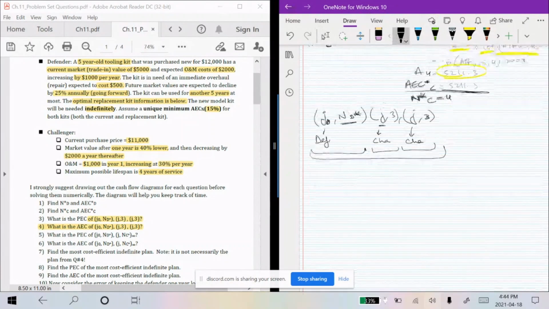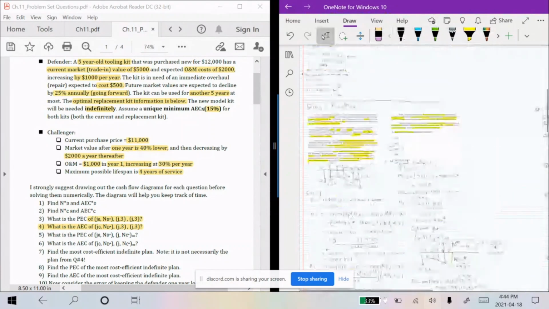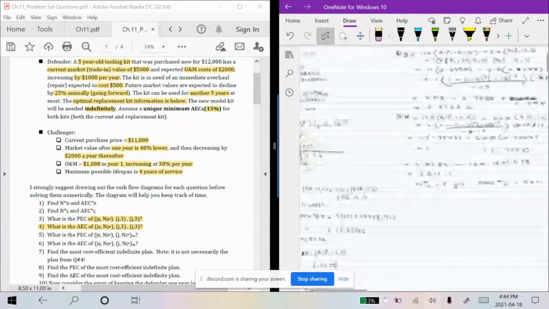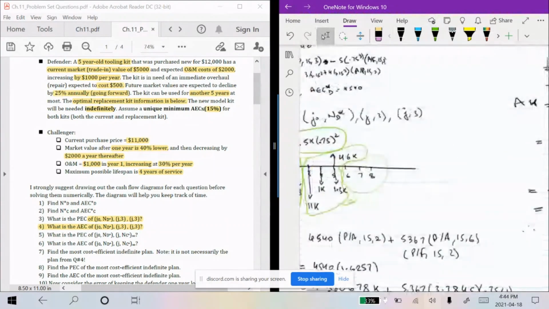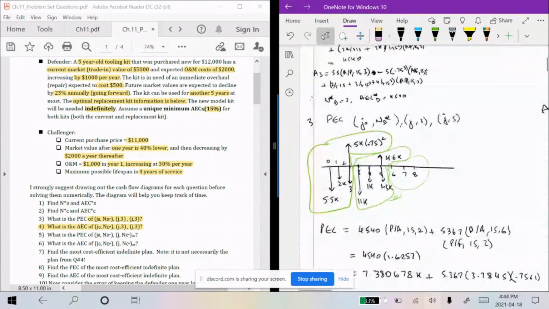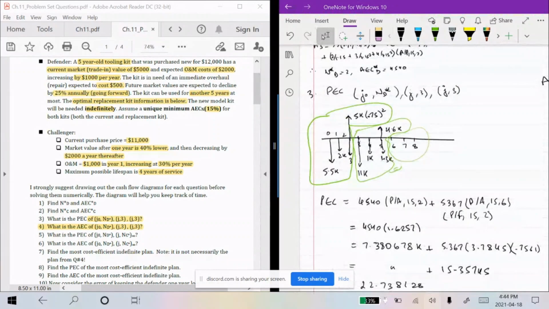The cash flow for this, let me show you guys. The cash flow for this would look something like this. All right. So you've got the 5.5K from the Defender, the 2K of the Defender's operating cost, then the 3K of the Defender's operating cost, and then the 5K times 0.75 squared, the Defender's salvage value. This is one.